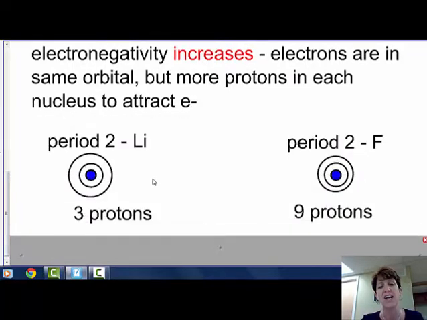Across period 2, we've got lithium far on the left in group 1, and fluorine is actually the highest on the electronegativity scale. It's in group 17. It's a halogen. And I want you to be thinking about, why didn't I pick a noble gas?